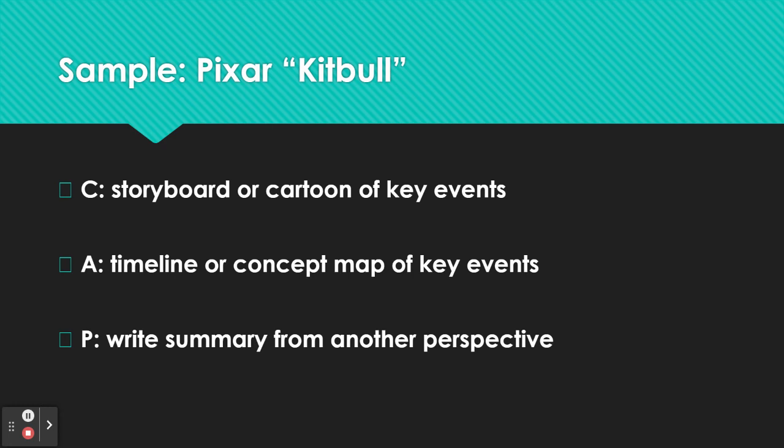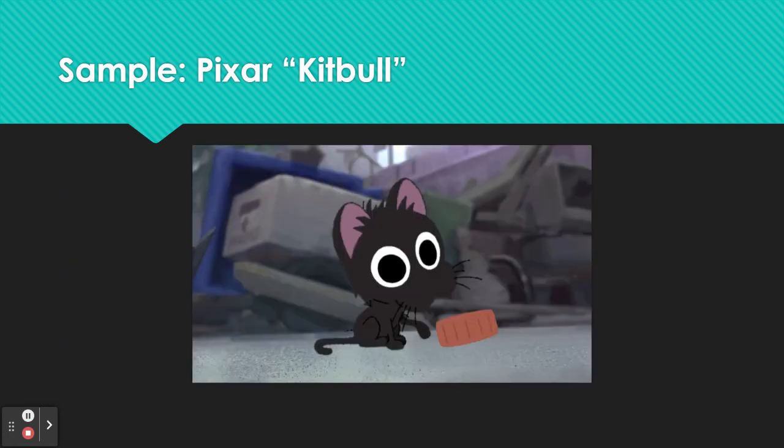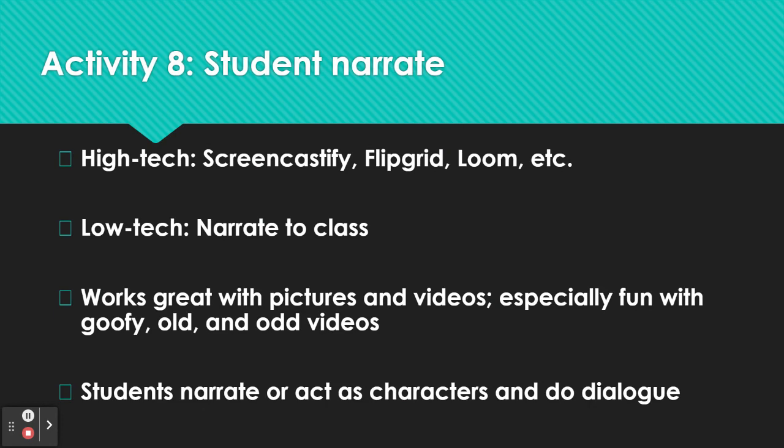For myself, if I had these options, I'm very much non-artistic, so I would not lean towards a storyboard or cartoon event for the key events. So students can kind of go through these and be like, you know what, I'm not a great drawer, but I could do a timeline, no problem. Or I think thinking a summary from a different perspective would be interesting. So instead of from this person's perspective, I can do it from this other one. So they're just kind of recreating the information in their own way. And again, that is from Pixar's Kit Bull, which is available on YouTube. And again, links for all of these will be included in the description.